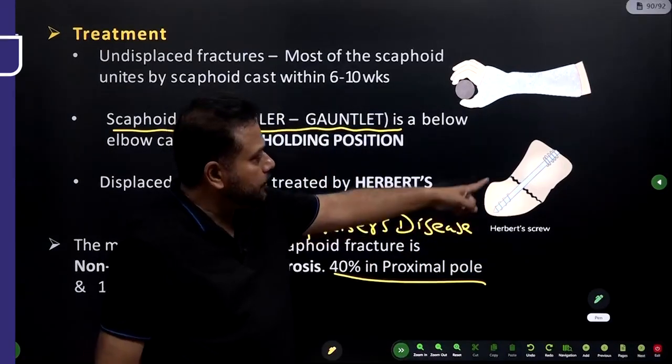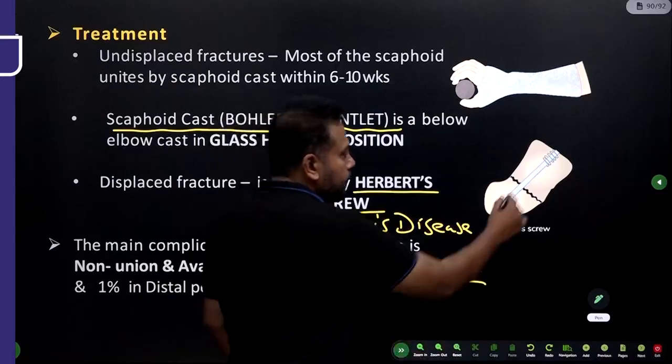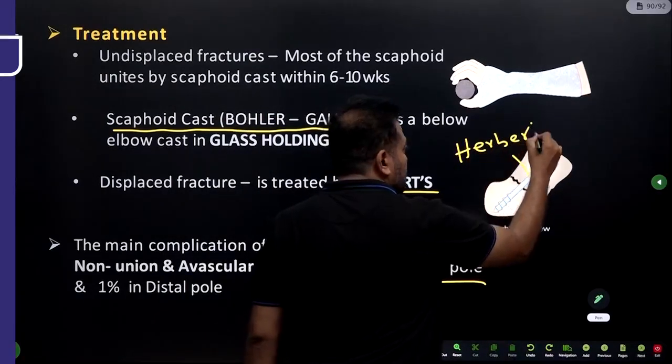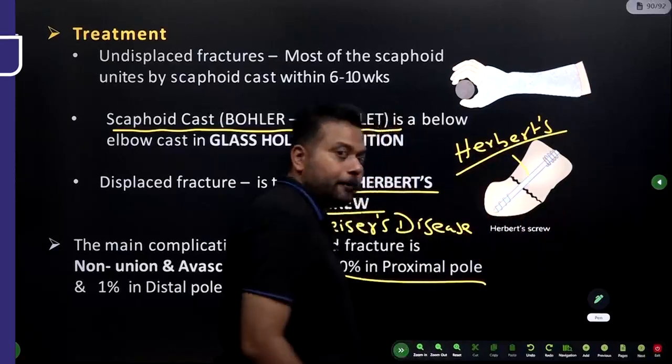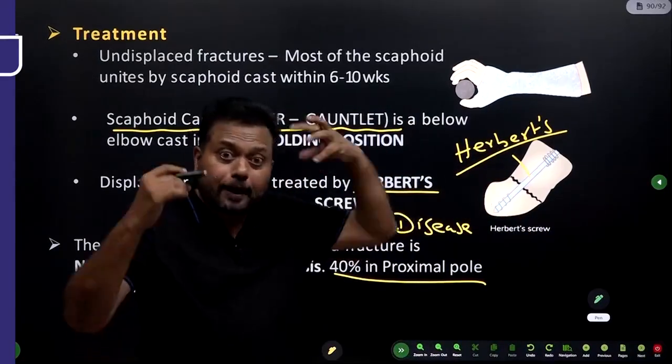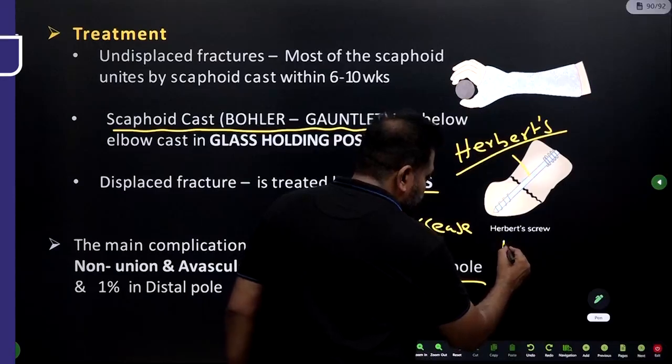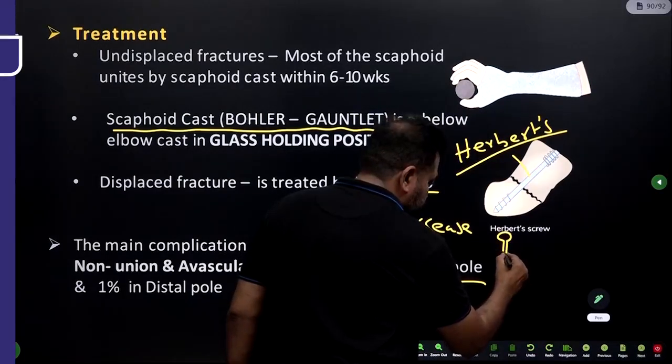Displaced scaphoid fracture means fix it with a Herbert screw. This is the Herbert screw. What is the peculiarity of Herbert screw? You concentrate. The screw doesn't have a head. Usually a screw will have a head and the screw will be like this.